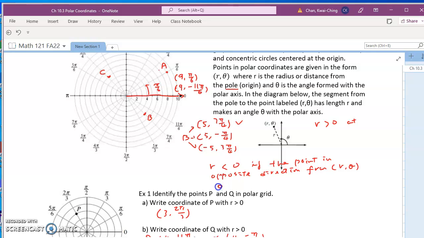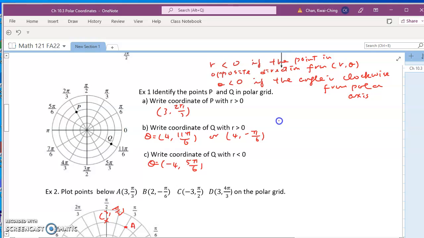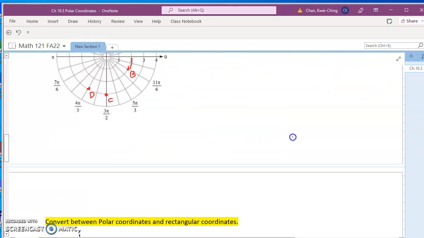And also theta is negative if the angle is measured clockwise from the polar axis. So add this back in your notes, okay? Because I never talked about r being negative, but r and also theta can be negative.